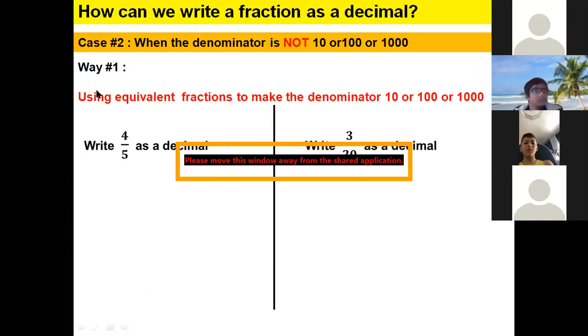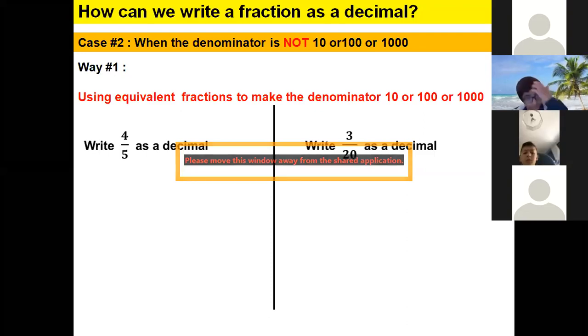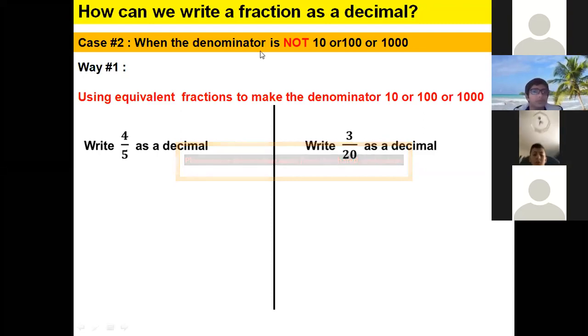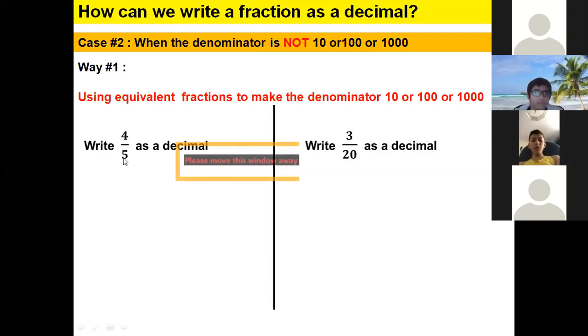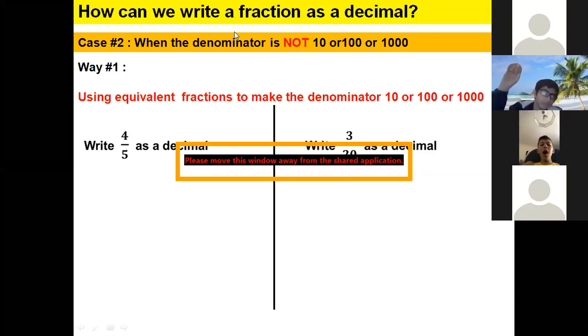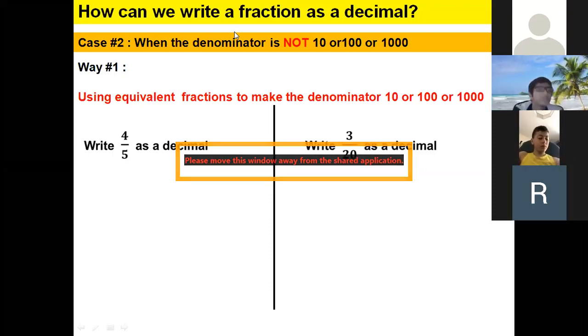Now here, look. We have fractions that don't have 10 or 100 or 1,000 in the denominator. So we're going to use equivalent fractions to make the denominators 10 or 100 or 1,000. I want to hear from you now. The first one, 4 over 5. We need to write it as a decimal. But how can we make the denominator 10 or 100 or 1,000? Lean, can you tell me? Yes, Lean.